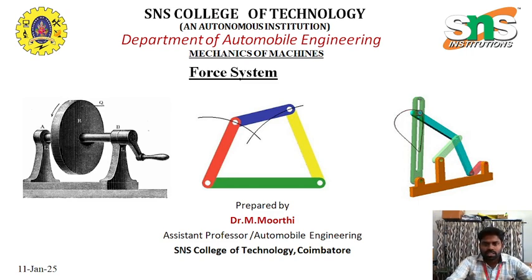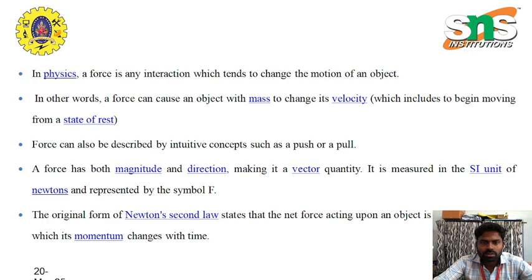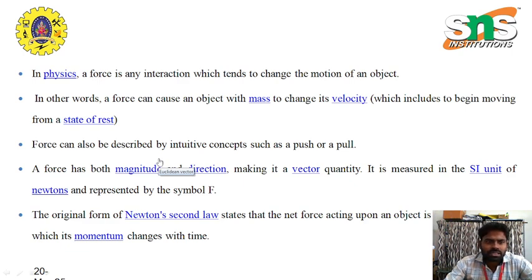So in this video we are going to discuss a topic called the force system. We know that force is the load or external thing acting on an object, and it tends to change its action. In physics, a force is any interaction which tends to change the motion of an object. In other words, a force can cause an object with mass to change its velocity, which includes beginning to move from a state of rest. Once the force is applied on the object, its state of rest changes into dynamics.